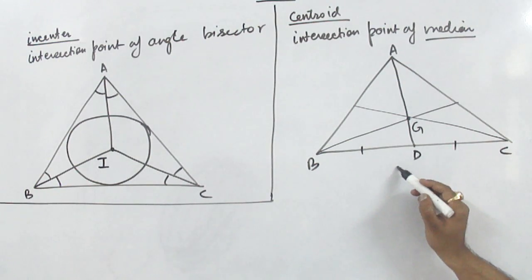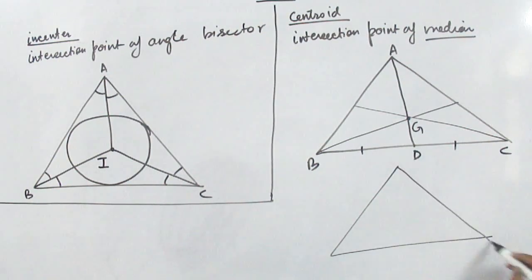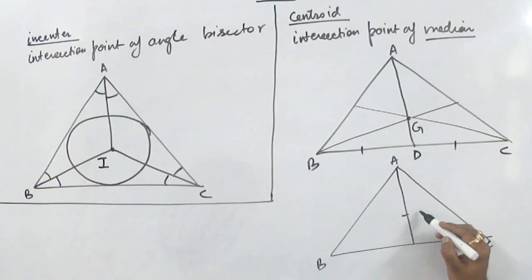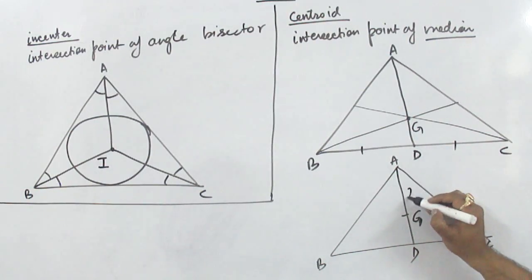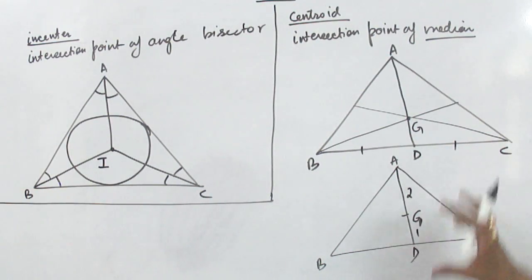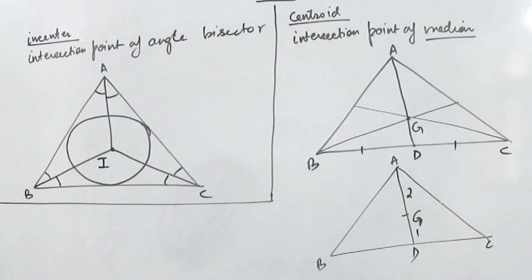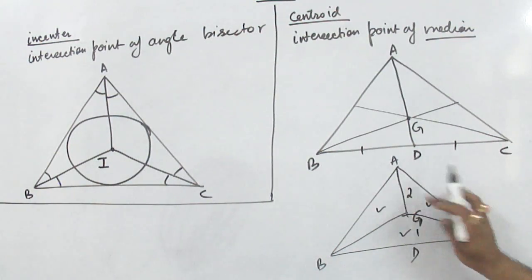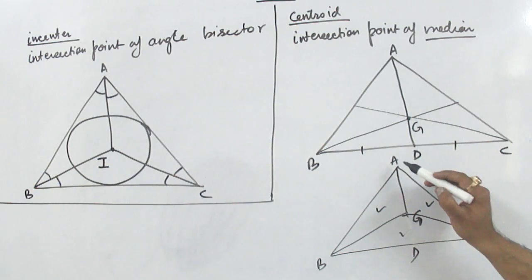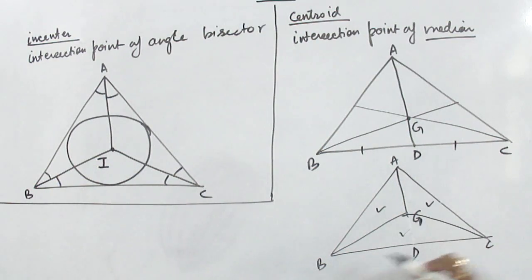One more important point about this median is, first point. Let this be G, this is median. Now G will divide this median in the ratio 2:1. If this side is 6, this would be 4, this would be 2. And if we join all these three points, these three have equal area part. Means area of AGB, area of AGC and area of BGC would be equal. This property is very important from examination point of view.